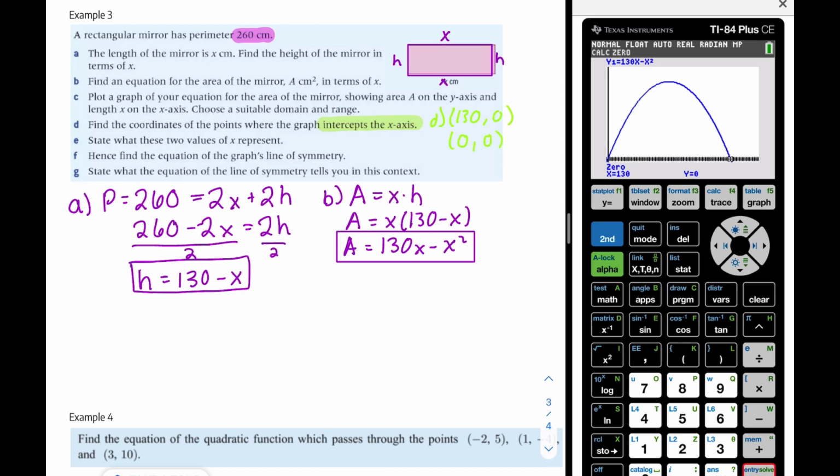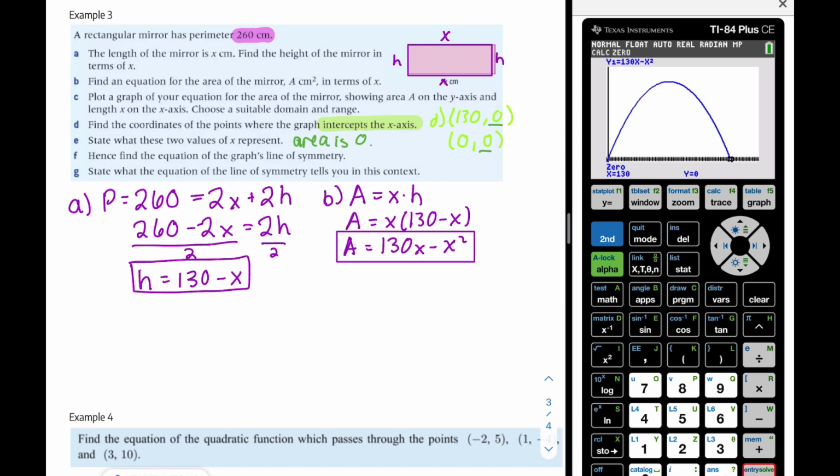Next, part E. State what these two values of x represent. Well, this represents when you have an area which is equal to 0. So these x values both have our area equal to 0.